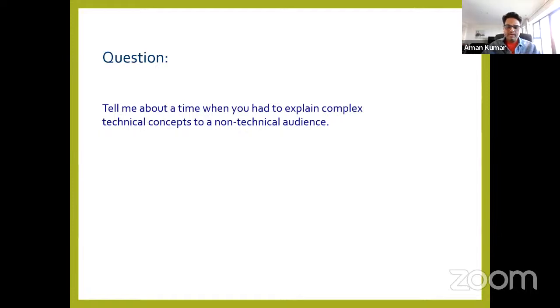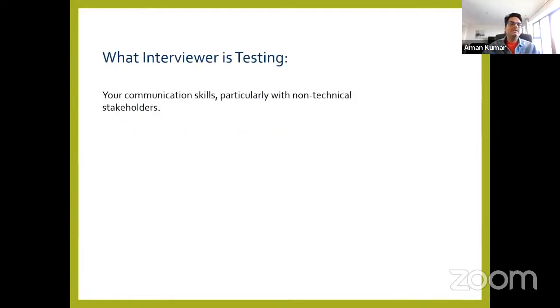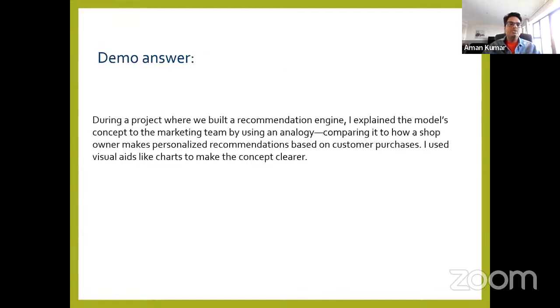Intent of storytelling. Yes. What is my answer here? What the interviewer is testing is your comm skills, particularly with non-technical stakeholders. In one way, your storytelling ability, your soft skills, your way to talk to a non-technical audience. What could be a demo answer?